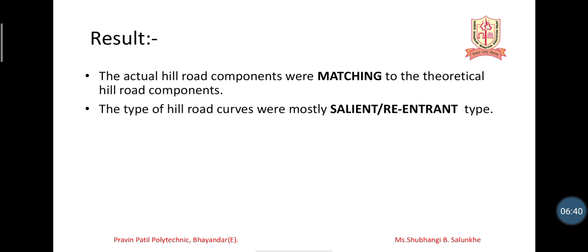So this is a very easy experiment. We only have to visit the hilly roads. We have to capture photos of various component parts of the hilly roads. After capturing the various photos of the component parts, we have to write the function of each component part which we have visited or observed. Okay, so this is all about your experiment number 14. Thank you.